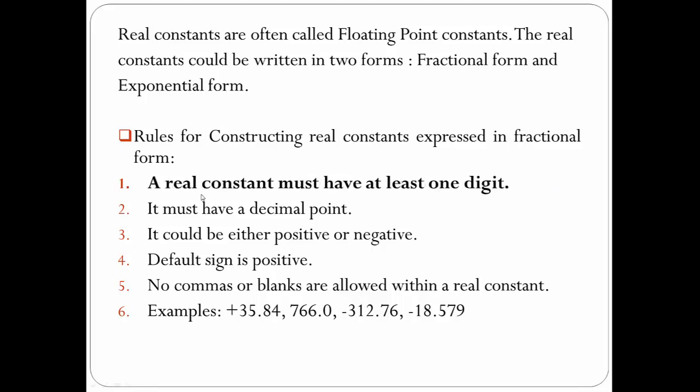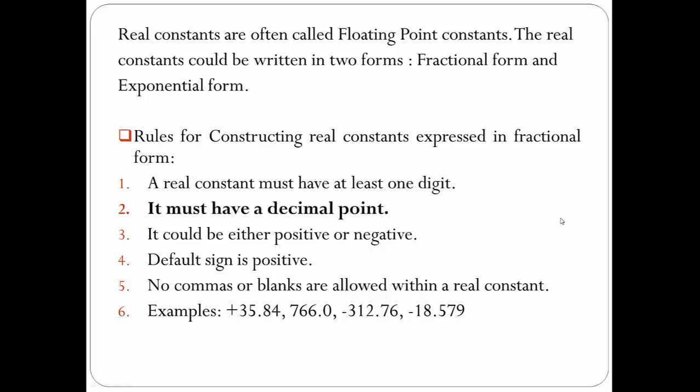The first rule is a real constant must have at least one digit. Second, it must have a decimal point. In the concept of integer constants, we have already seen that an integer constant cannot have a decimal point, whereas floating point constants or real constants must have a decimal point.